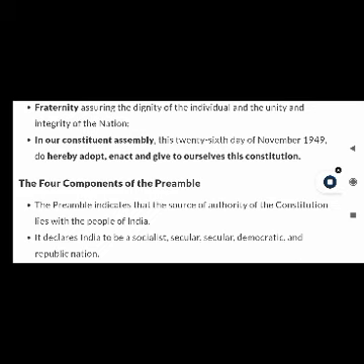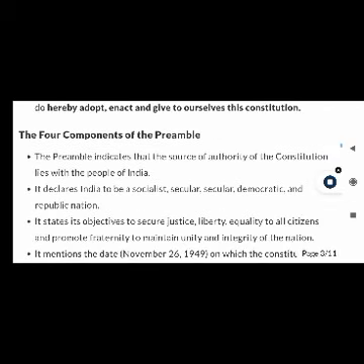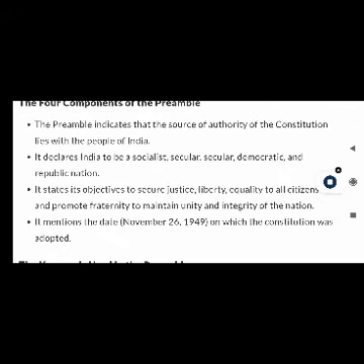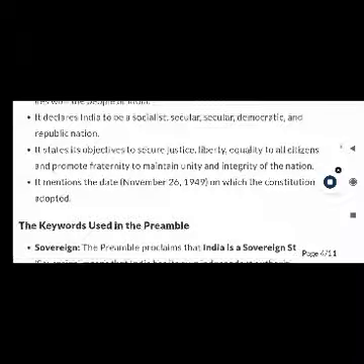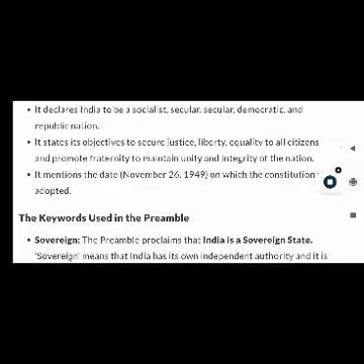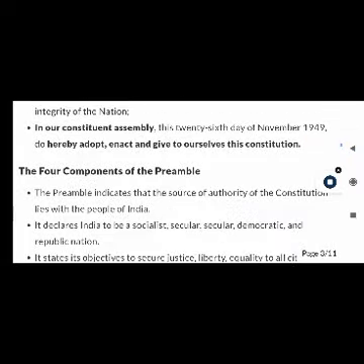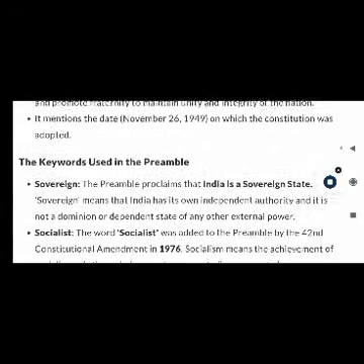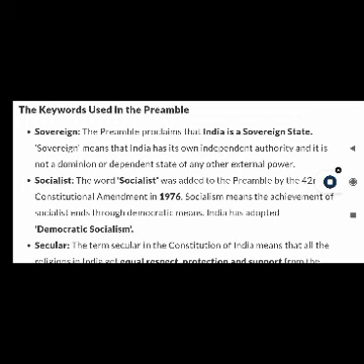The four components of the preamble. The preamble indicates that the source of authority of the Constitution lies with the people of India. It declares India to be a socialist, secular, democratic, and republic nation. It states its objectives to secure justice, liberty, equality to all citizens and promote fraternity to maintain unity and integrity of the nation. It mentions the date November 26, 1949, on which the Constitution was adopted.